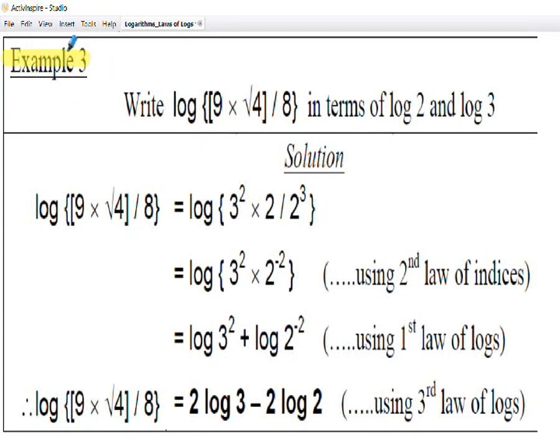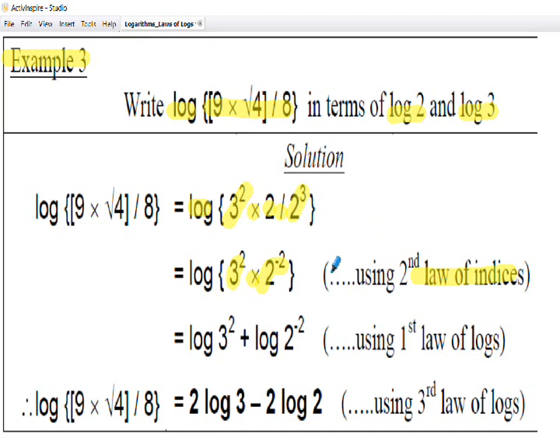Example 3 here, we're asked to write the log of 9 times the square root of 4 divided by 8 in terms of just log 2 and log 3. So on the right hand side here I've got log of 3 squared would give me 9, times the square root of 4, which is actually 2, and that's divided by 8, and I can write that as 2 cubed. Simplifying, using the second law of indices on the next line, I get 3 squared times 2 to the minus 2, that's the second law of indices, 2 divided by 2 cubed gives me 2 to the minus 2.